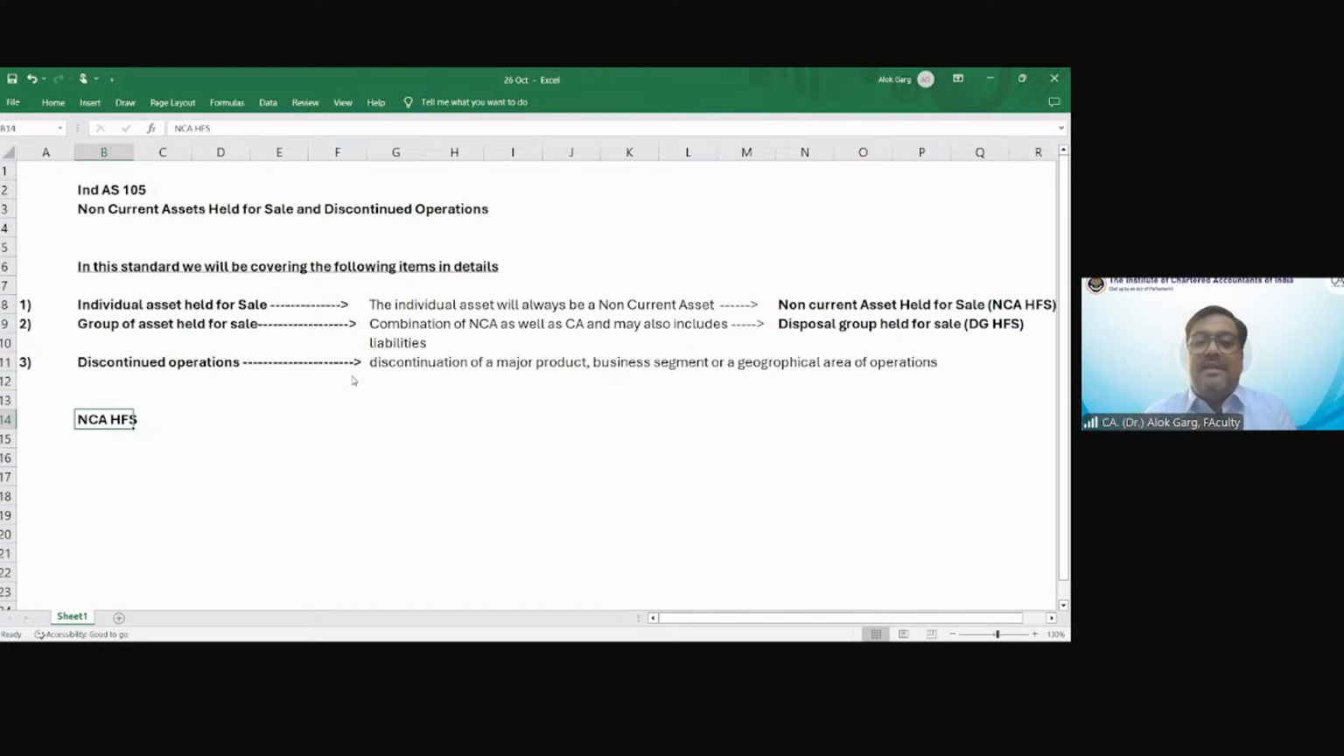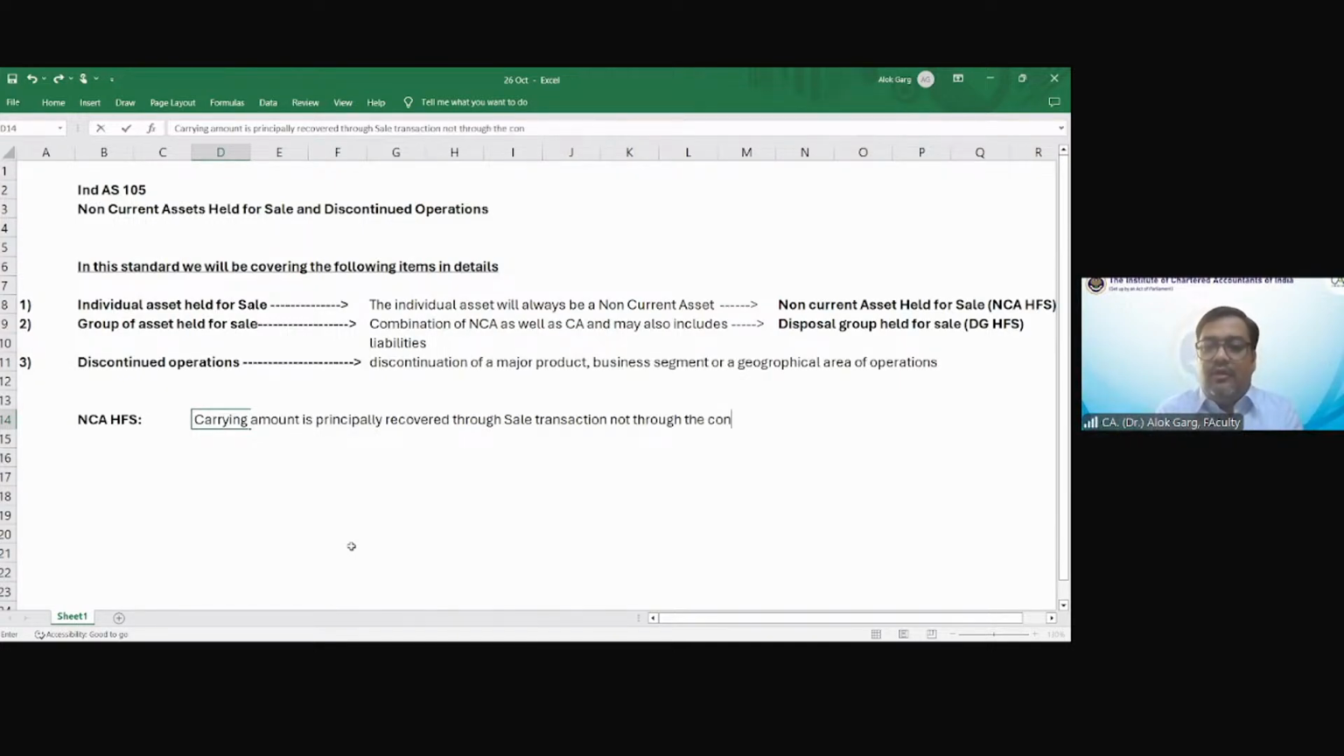So what is the definition of NCA-HFS? Non-current assets or disposal groups held for sale are principally those assets whose carrying amount is principally recovered through a sale transaction, not through continuing use.